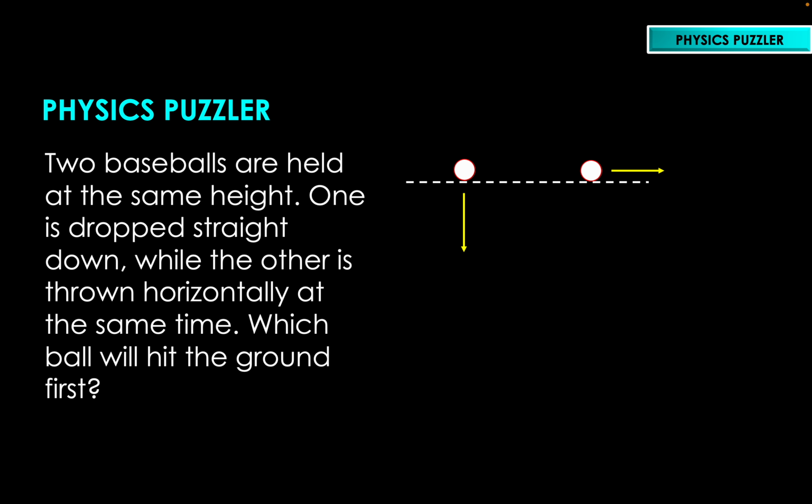Maybe you can write down your answer on a piece of paper, because in the middle of this video, I'll be revealing the answer to this question and providing explanations as well. So again, one is dropped straight down, the other one is thrown horizontally, and that happens simultaneously. Which will hit the ground first? Now let's dive into the lesson.